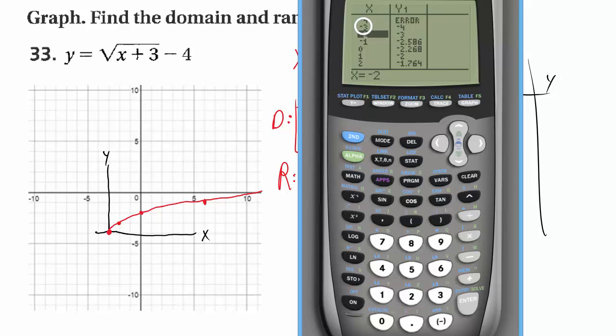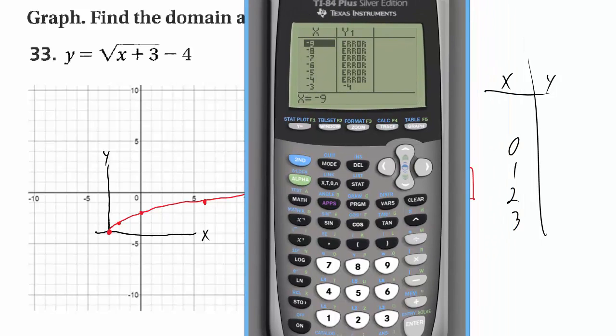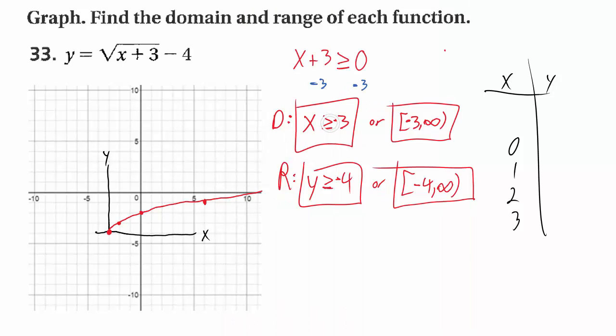That was where our domain started. That was where our range started. Notice when we go less than -3, it won't even graph it. That's because any number less than -3 is not in the domain of that function. So whether you use your table, use the graph, or do it algebraically, there are so many tools at your disposal to figure out the domain and the range of the function.